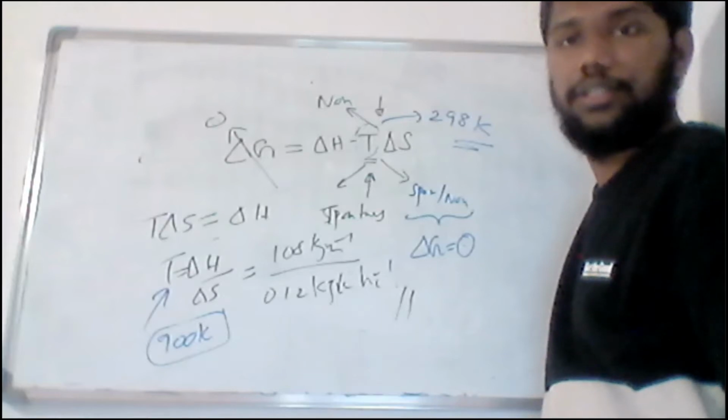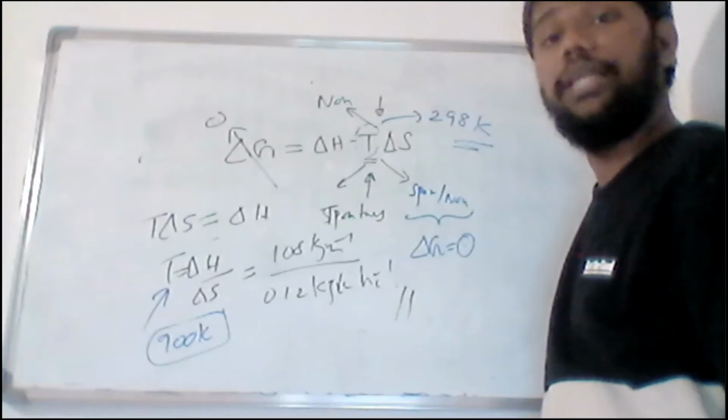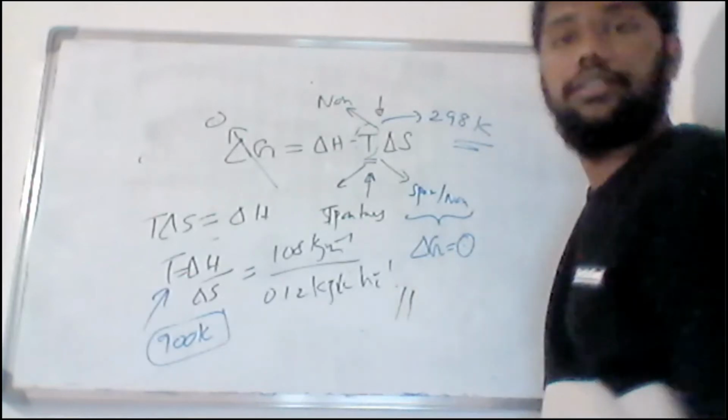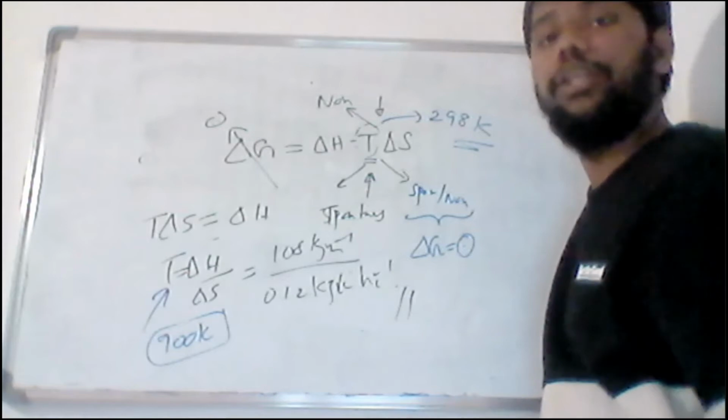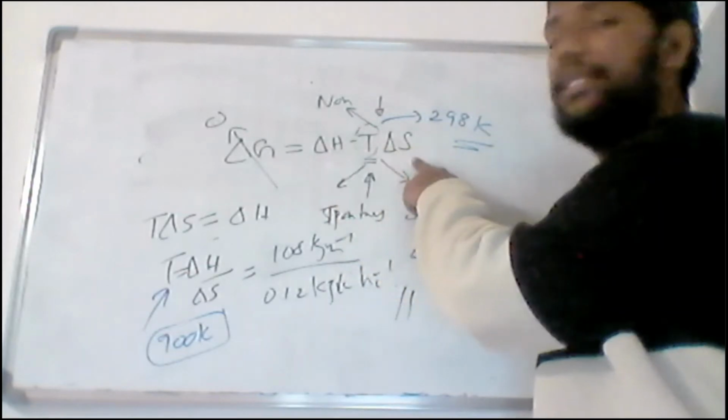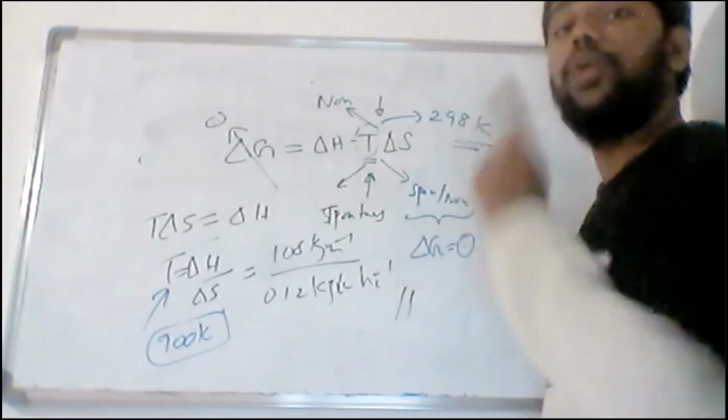But think about the enthalpy and entropy value at 900 Kelvin. This will not be the same as this delta H and delta S at 298 Kelvin.